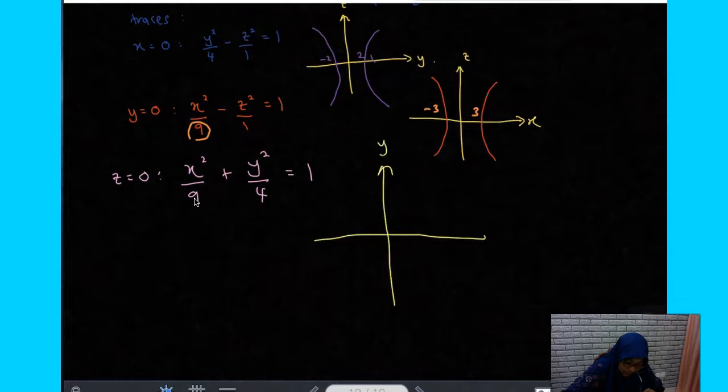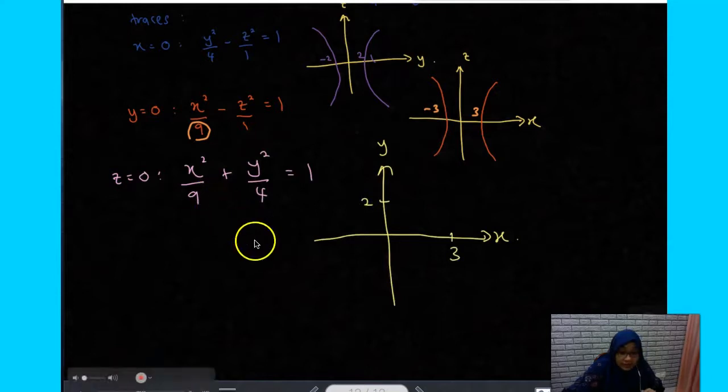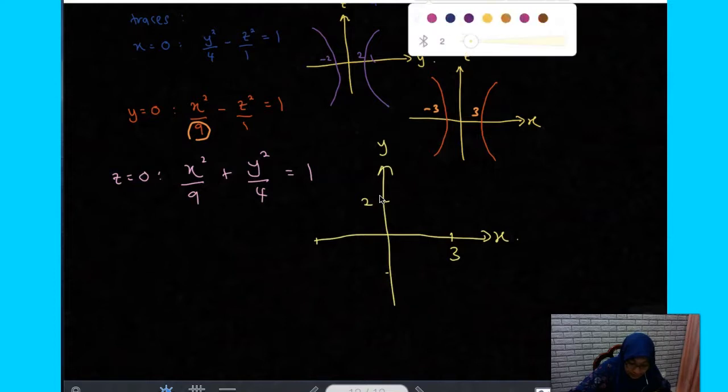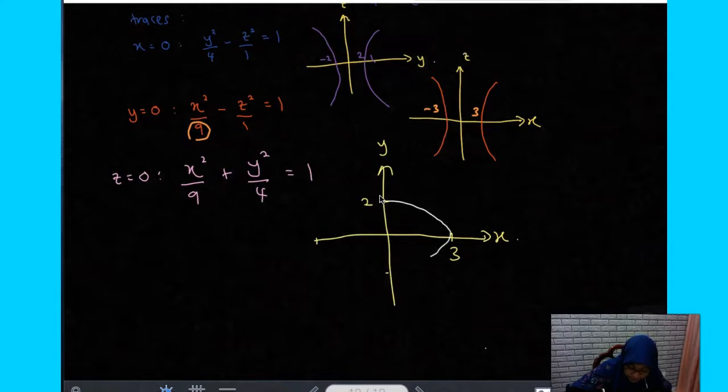So now we have the x-y plane. At y it is 2. At x it is 3. Okay, so we have x longer than y. So this one and this one. Then we draw the ellipse. So something like this, and this. Okay, that is the ellipse.